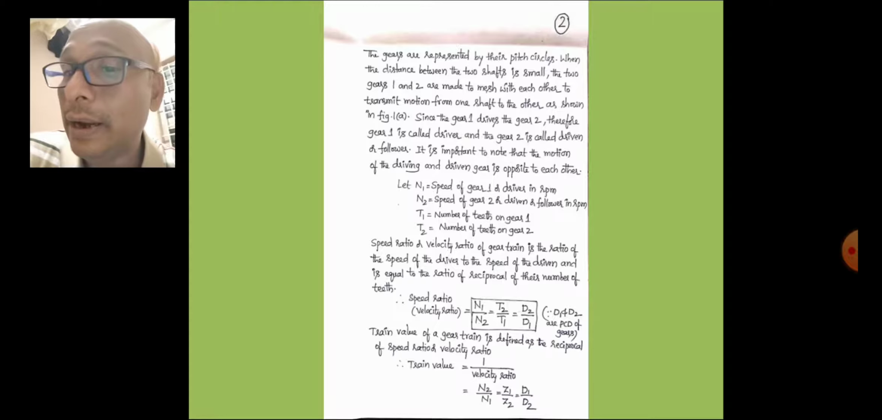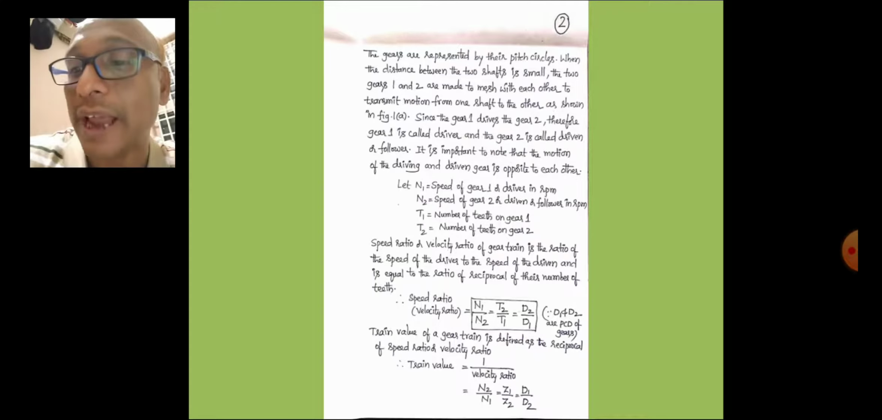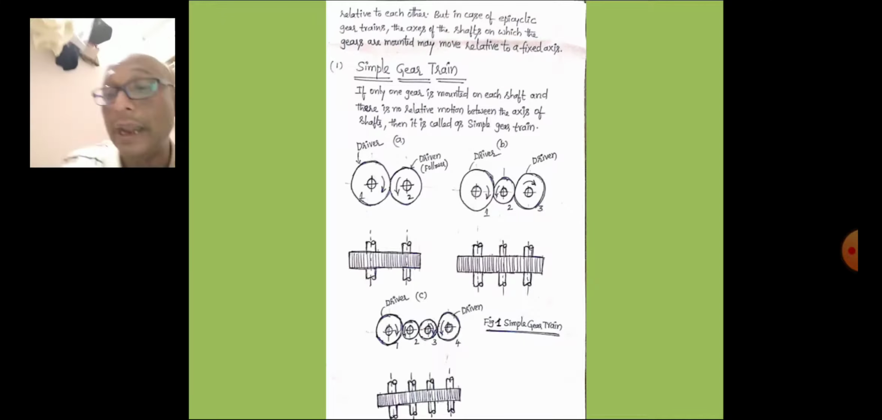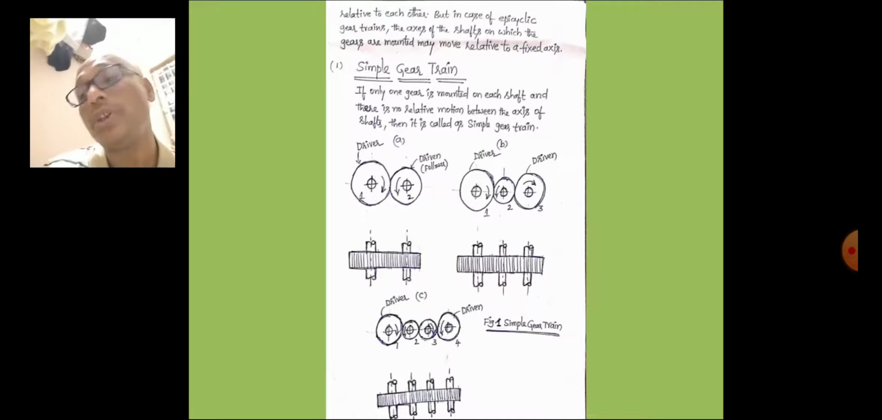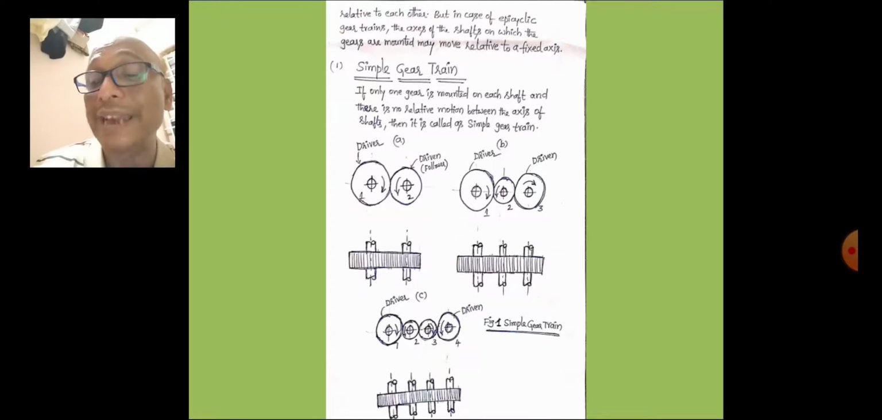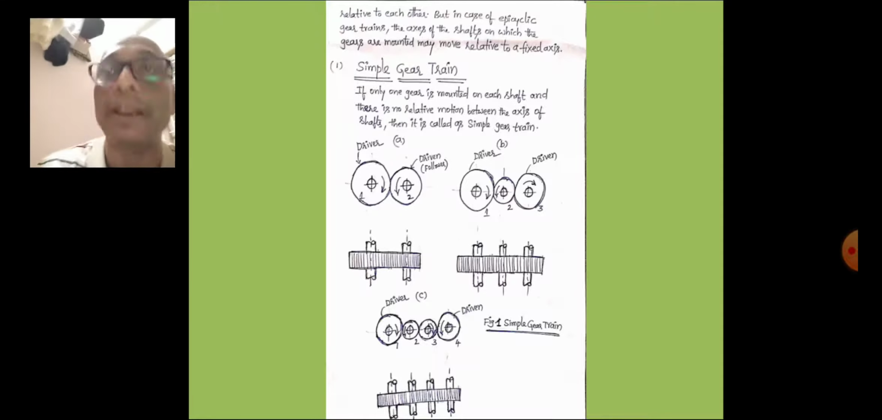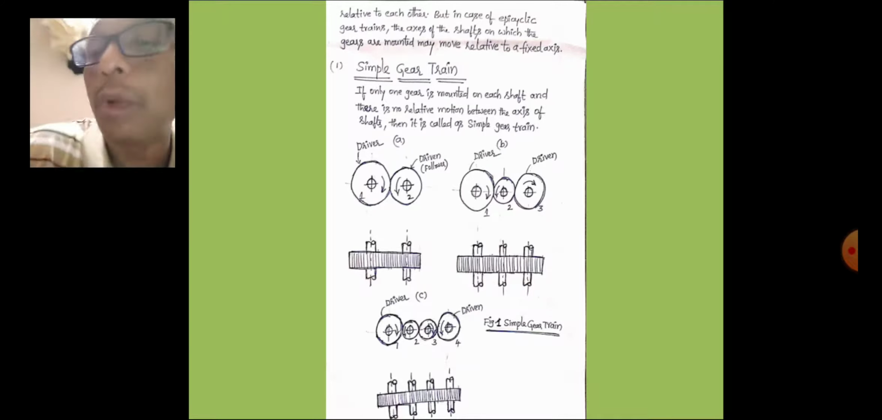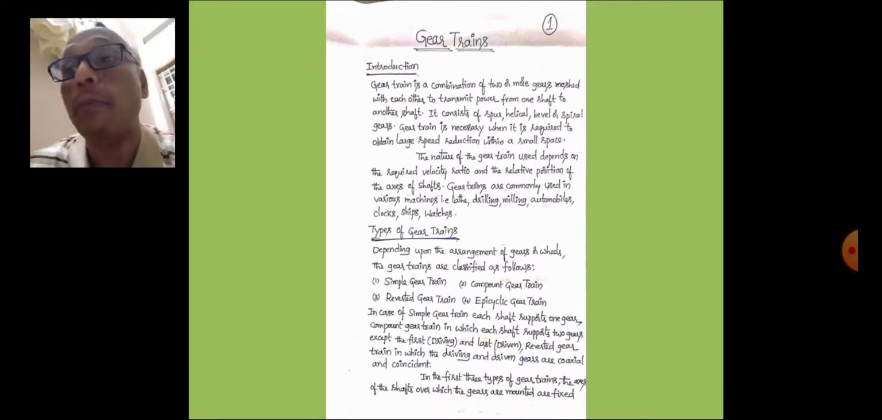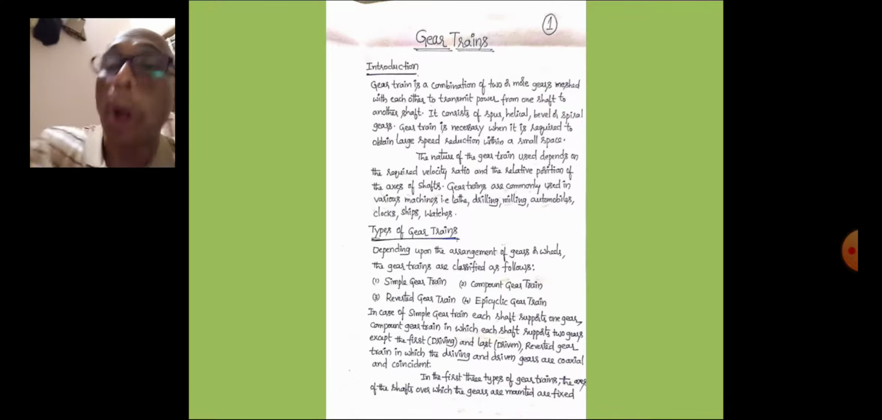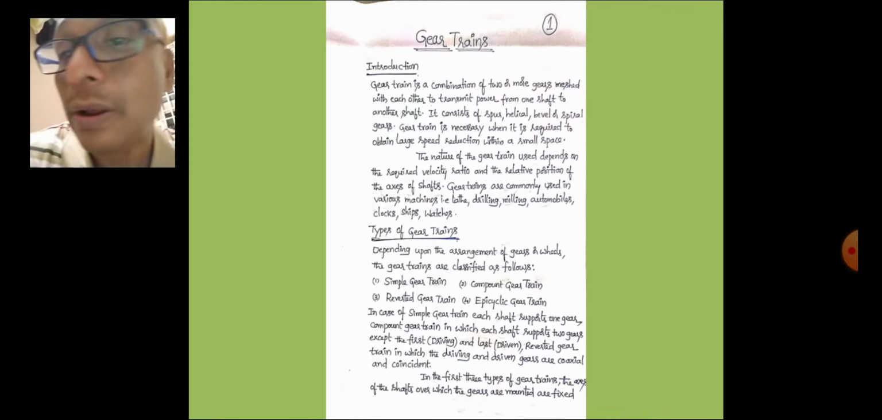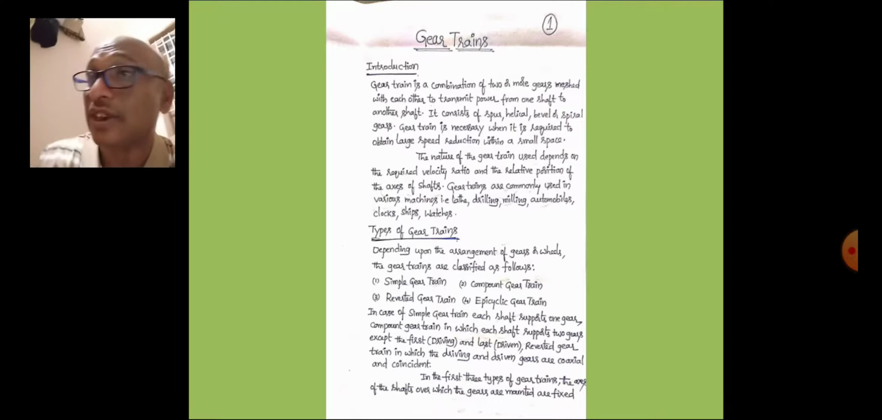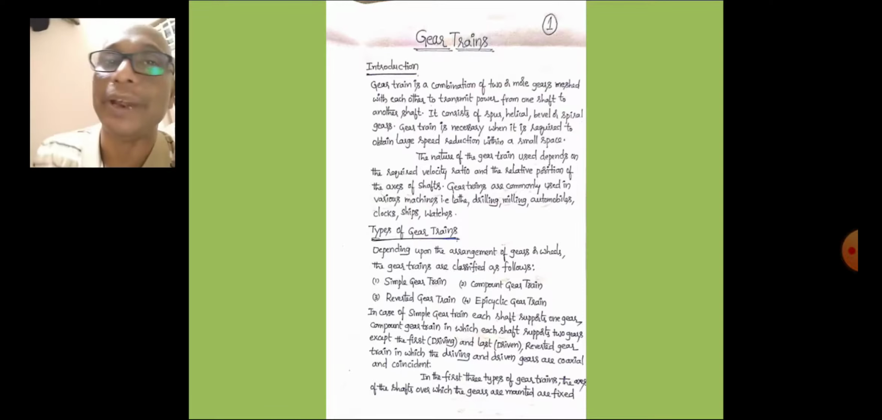See, the driven or the follower is rotating in the anti-clockwise direction, whereas the driver is rotating in the clockwise direction. So the directions of the driver and the driven are opposite to each other whenever the number of intermediate gears between a driver and a driven is an even number, 2, 4, 6 and 8. Whereas when the number of intermediate gears is an odd number, that is 1 or maybe 3, 5, then the driver and the driven will be rotating in the same direction.